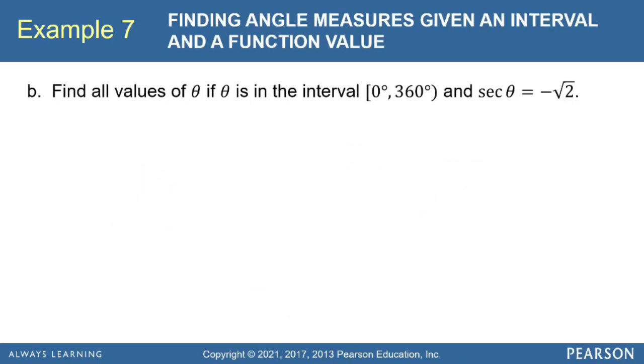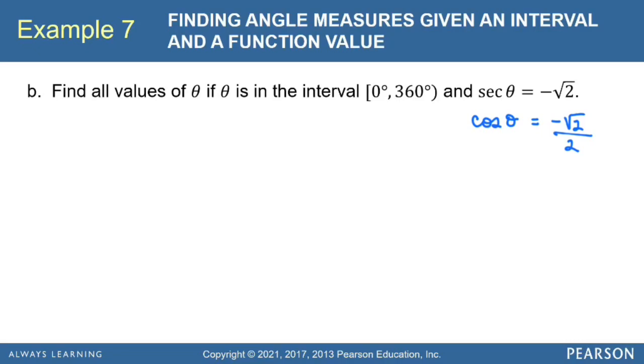For part B, the same instructions, but we're asked to find any angles where the secant of that angle is negative square root of 2. Now, we don't have any secant values memorized. We have sine, cosine, and tangent memorized. So the first thing we'll want to do is get a reciprocal value here. So if the secant of theta is negative square root of 2, then the cosine of theta is going to be the reciprocal of that, which would be negative 1 over square root of 2. But when you rationalize it, you get negative square root of 2 over 2.